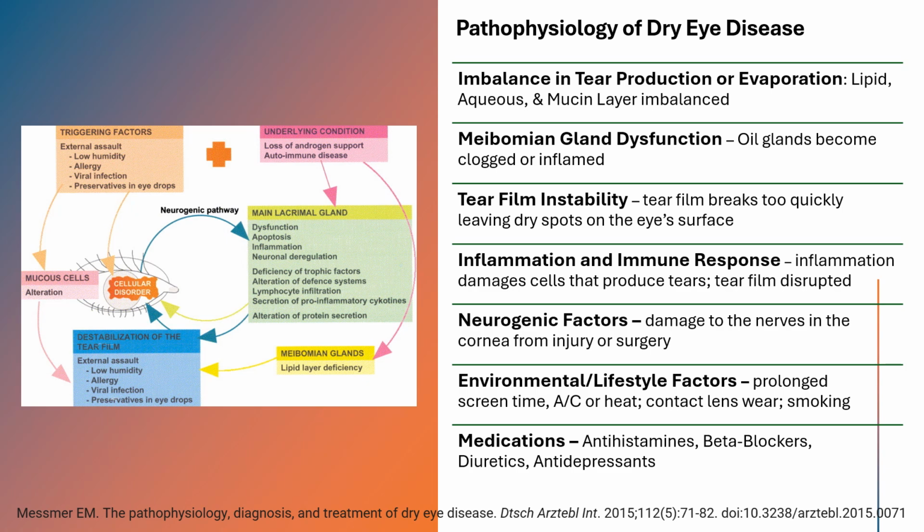The second reason would be the meibomian gland dysfunction. These are located in the eyelid and they produce the oil or the lipid layer of the tear film. When these glands become clogged or inflamed, they reduce the oil production.